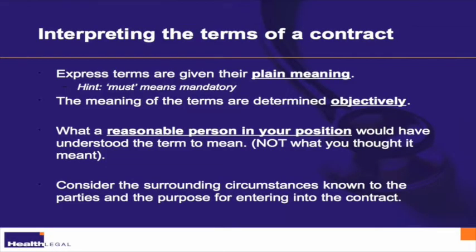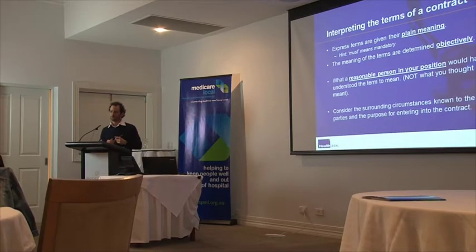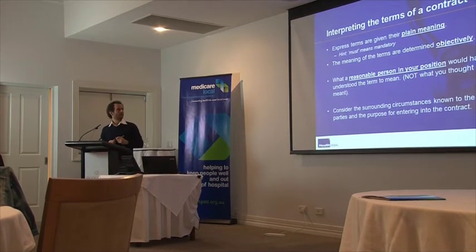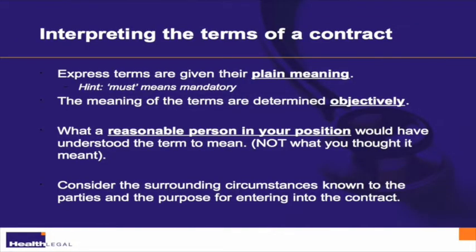In terms of how we interpret the terms of the contract, the basic rule is they're given their plain meaning, so it means what it says. And I've written under that, must means mandatory. Mandatory as in something you have to do, an obligation that you've promised to perform or not to do something. And we'll come back to why that's important in a couple of minutes. So you can go to law school for 5 years, and what you learn is that it means what it says most of the time.